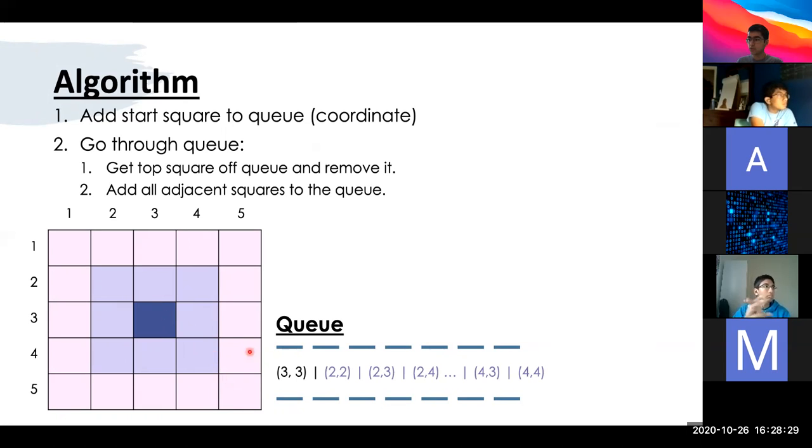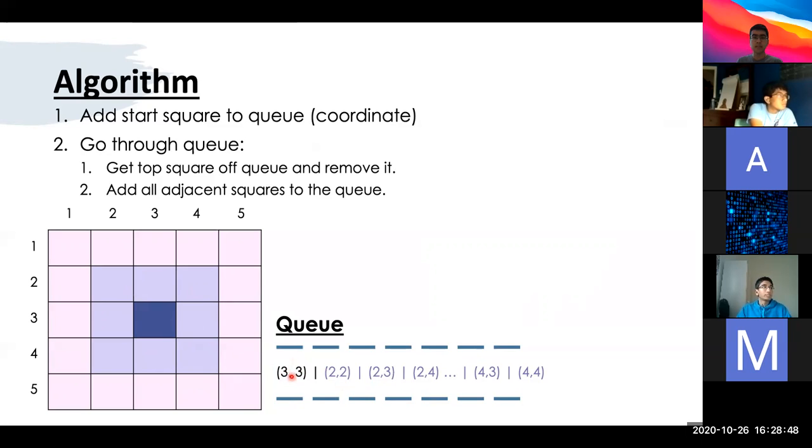And adding squares onto the queue means that we have to go to them next. So you can see here we have 2, 2, 2, 3, 2, 4. This is what our queue looks like. It contains all 9 of these squares. And pay attention to the order. You can see that 3, 3, which we started at, is at the front of the queue. And all these other things that we just added are towards the end.